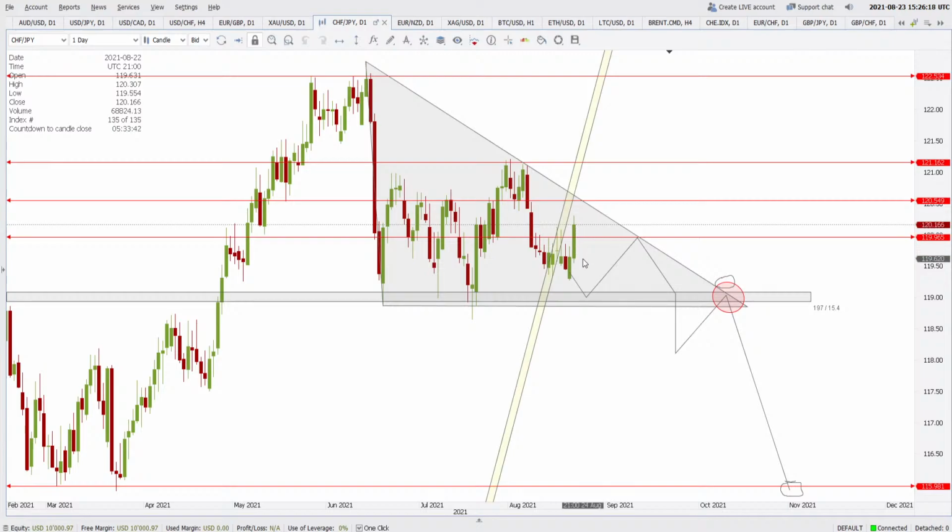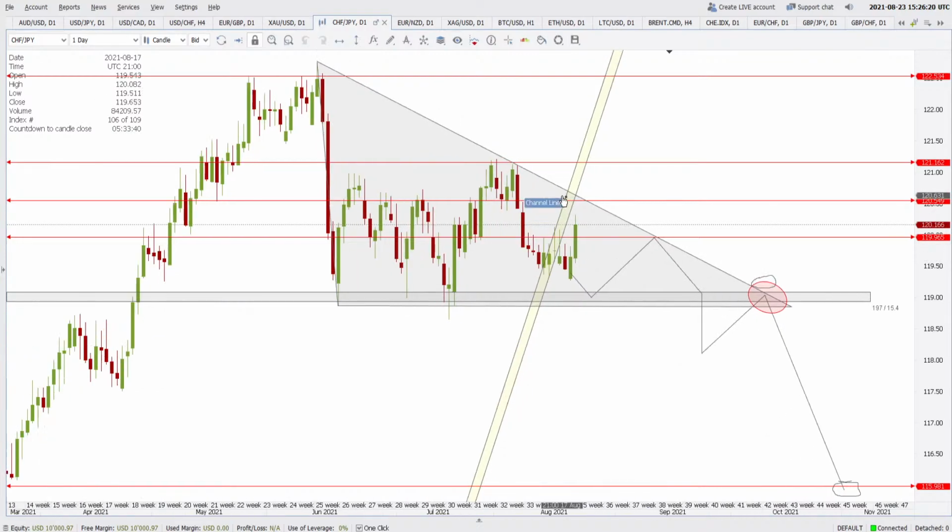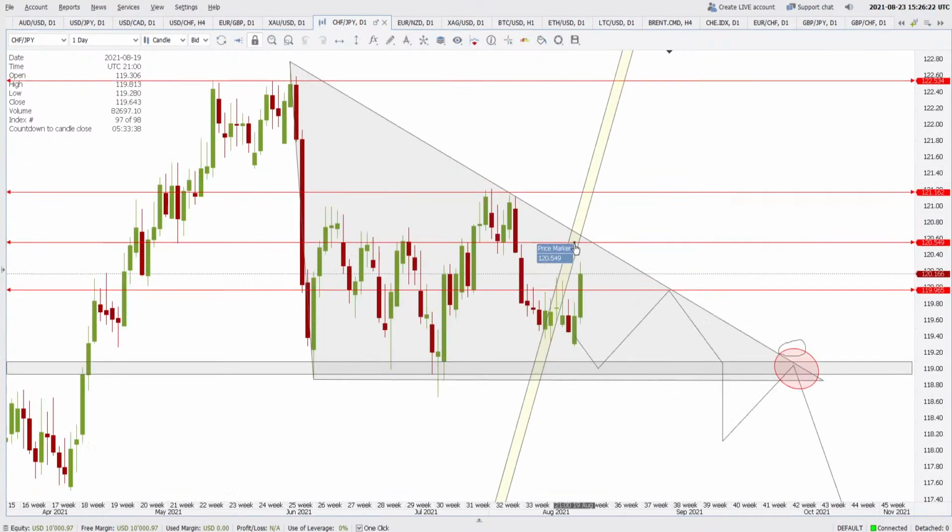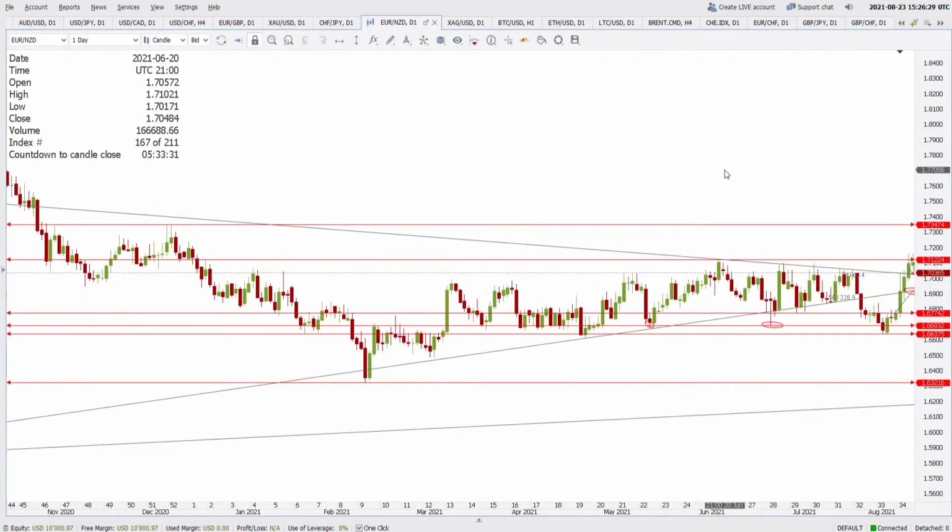So that means 120.54 is the next level in CHF JPY that we are going to see, and on the lower side 119.96 is the level of support for the price.